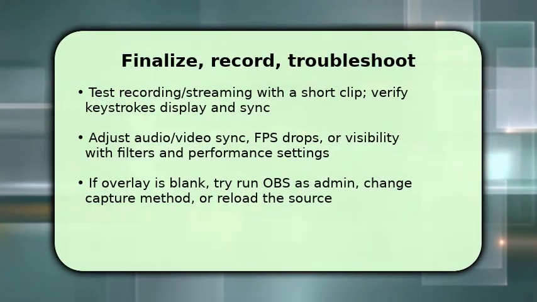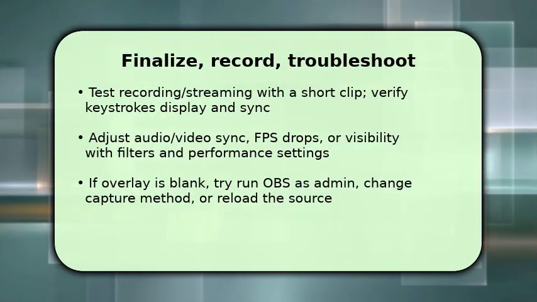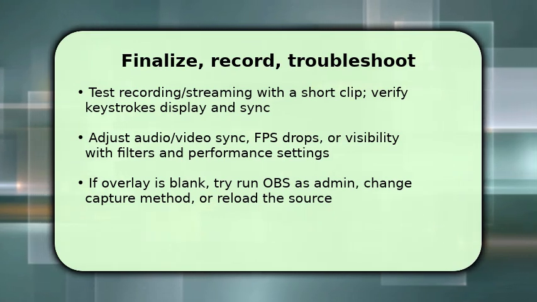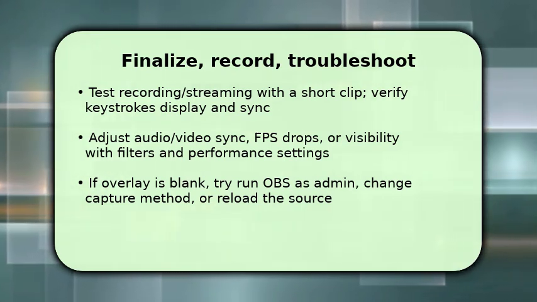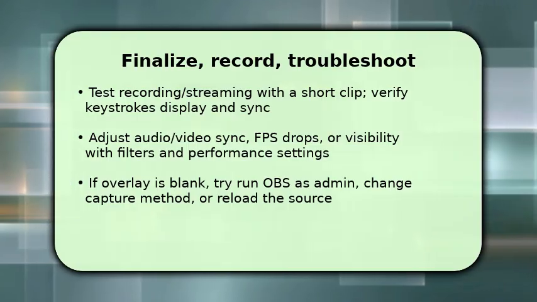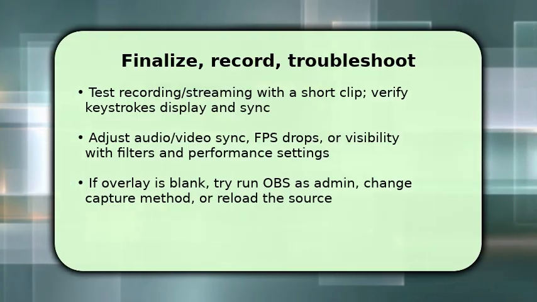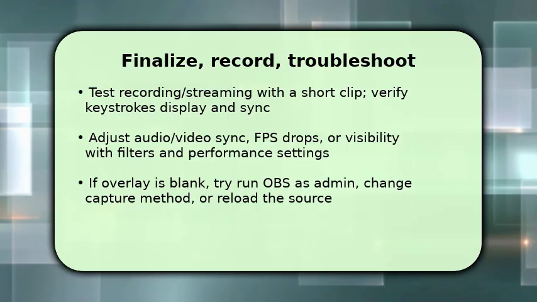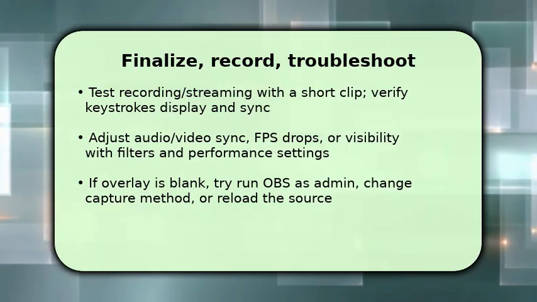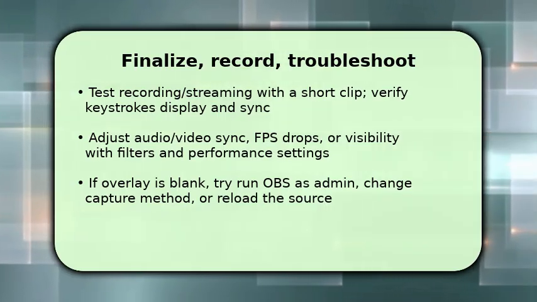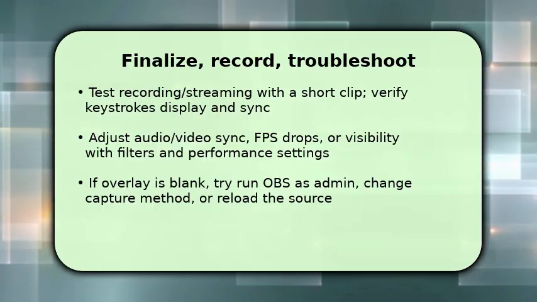Finish by testing. Record a short clip or start a private stream and press keys to confirm the overlay shows and aligns with input. If you see lag, lower overlay FPS or enable hardware acceleration. If visual artifacts appear, toggle capture methods between window, game, and display capture until reliable. Make sure to save the scene collection, then lock sources.